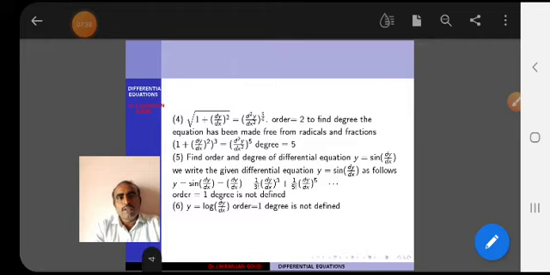Similarly, for pi is equal to log(dy/dx), in this also you get infinitely many terms. You can't define the degree, so the degree is not defined for this equation.